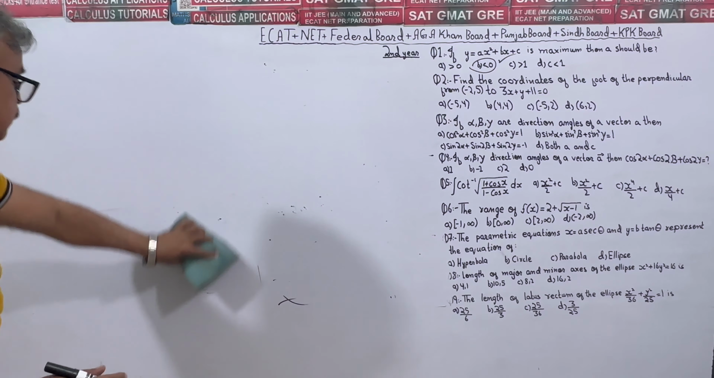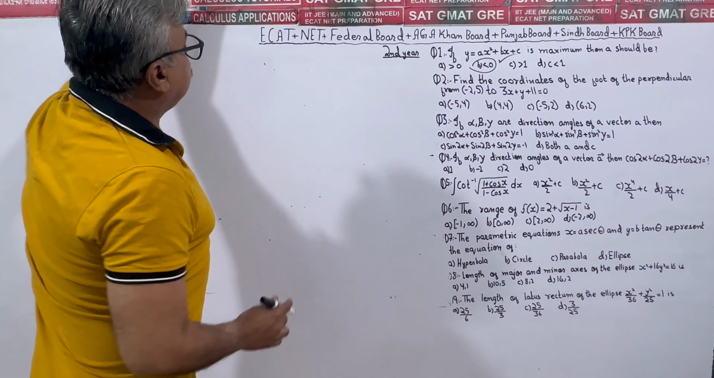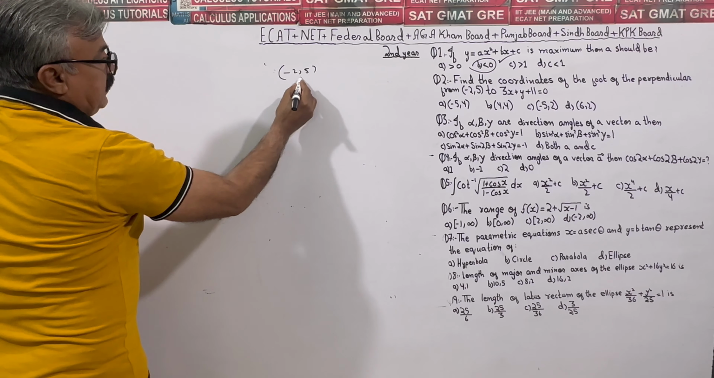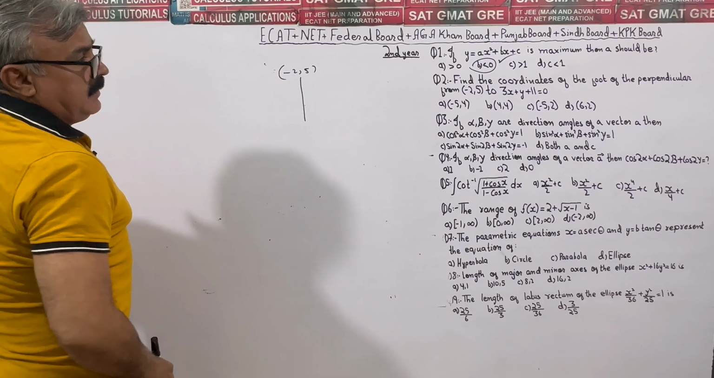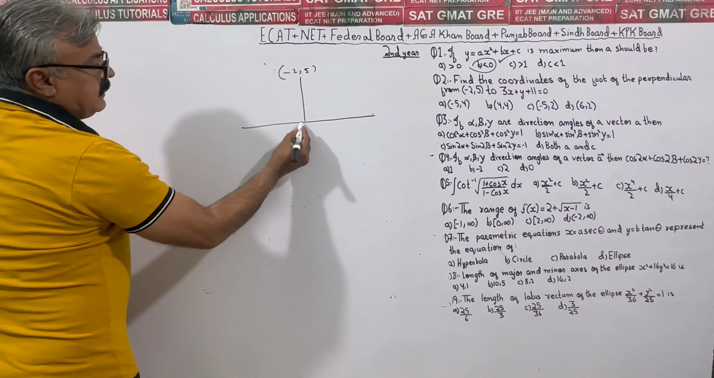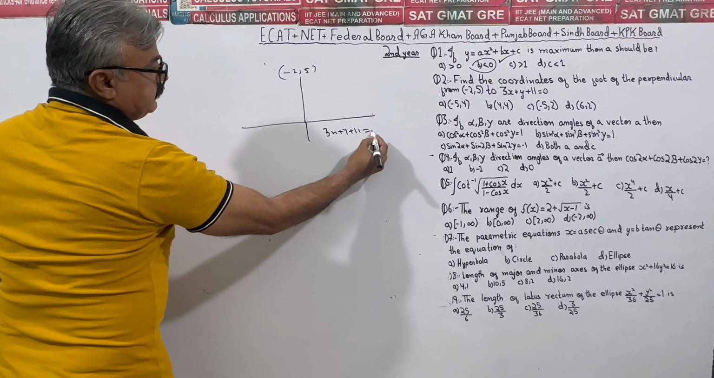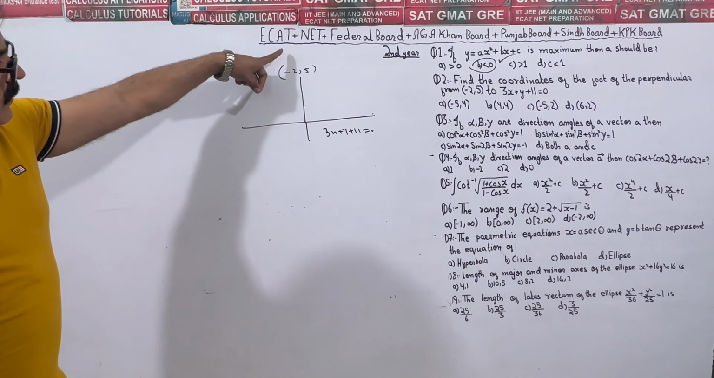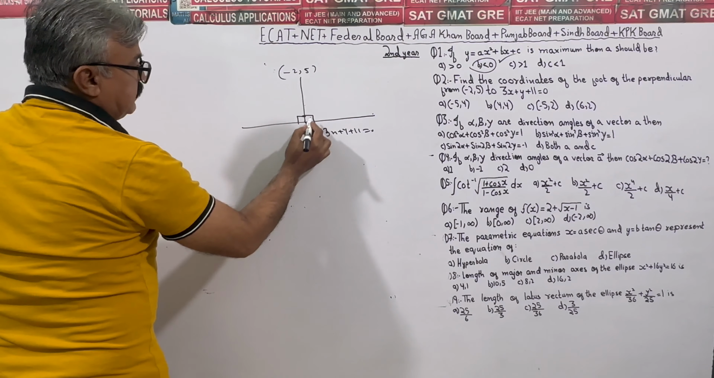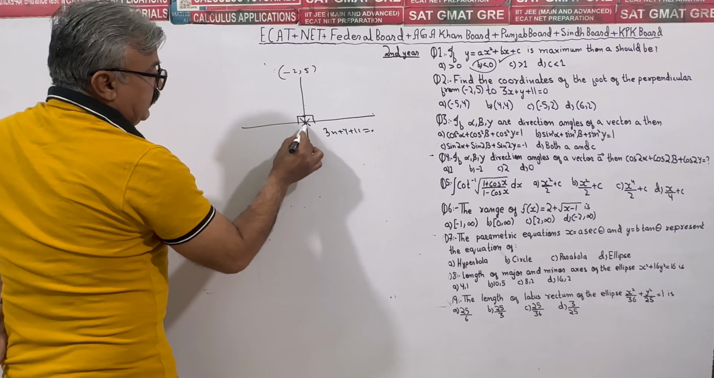It is a rough sketch. From (-2, 5), we have drawn a perpendicular to this line. The given line is, suppose, 3x plus y plus 11. A line has been dropped from (-2, 5) to this line in perpendicular fashion. Perpendicular means making angle 90. We are asked to find the value of this point.